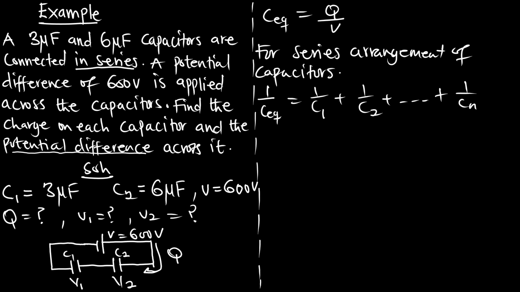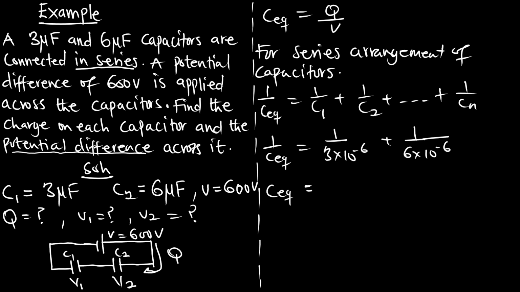Fortunate for us, this is just 2 capacitors. We are going to get 1 over C equivalent equal to 1 over 3 times 10 to the power negative 6 plus 1 over 6 times 10 to the power negative 6. So if we find C equivalent, our final answer is going to be 2 microfarad. There's a secret here.